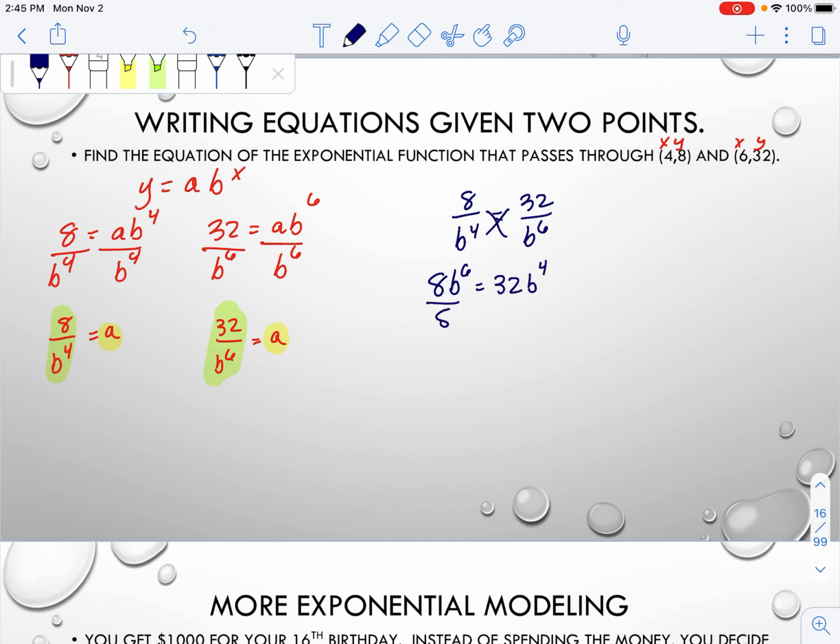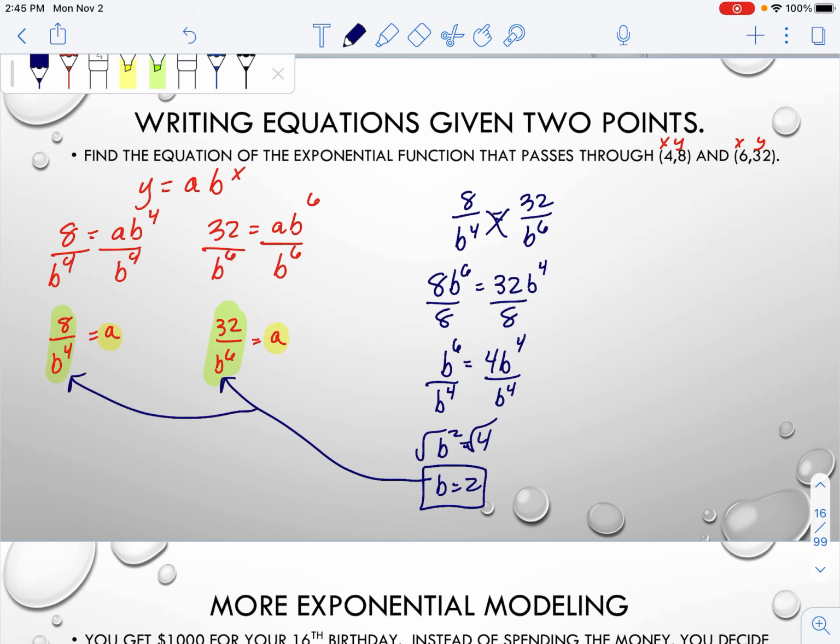All right, divide both sides by 8. Then divide by b to the fourth. We get b squared equals 4, and then we square root and we get b equals 2. Okay, now it doesn't matter where we plug b in there or there. Okay, substitute that back in to solve for a. Okay, 8 over 2 to the fourth power, that's 8 over 16, which is 1/2, 0.5, that's your a value.